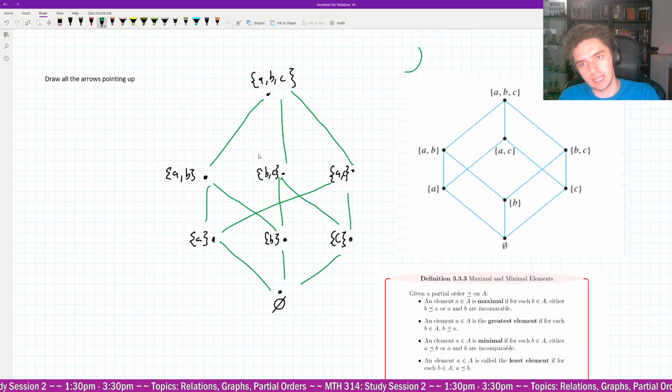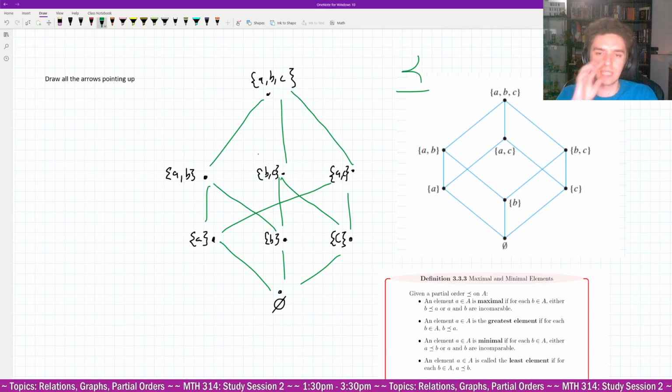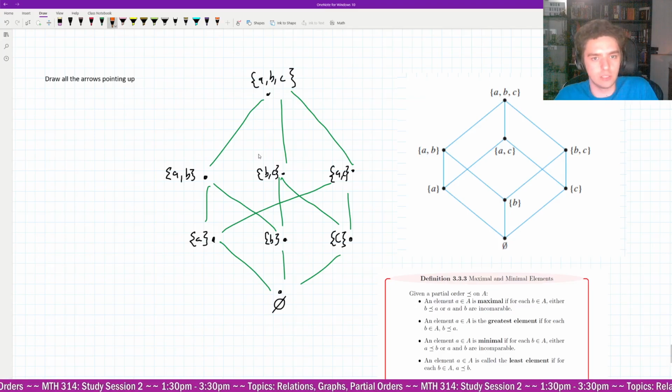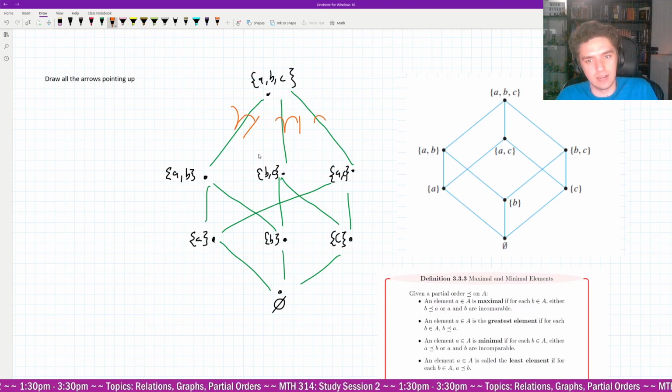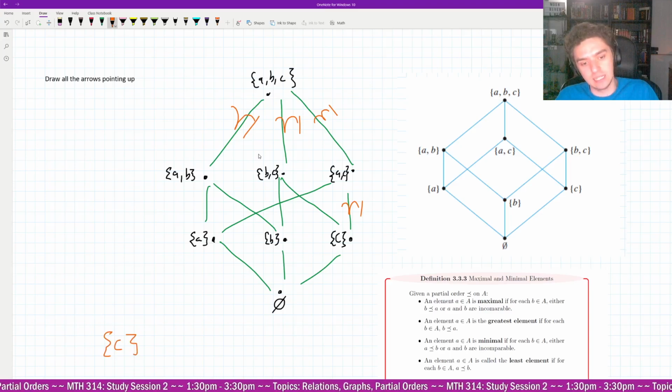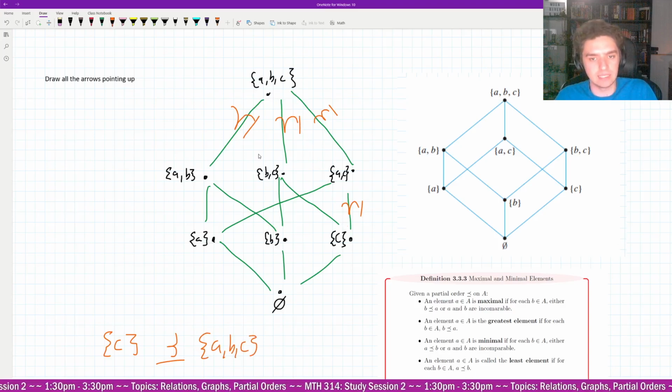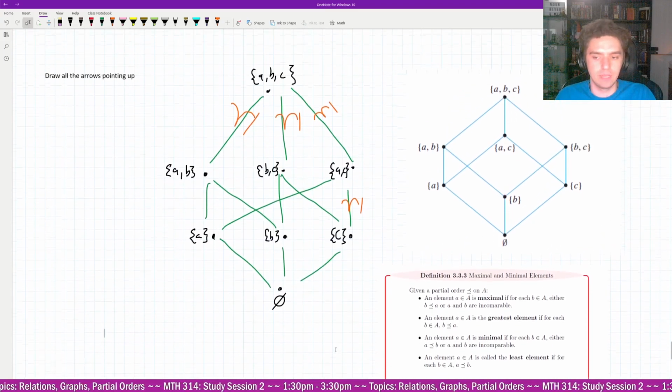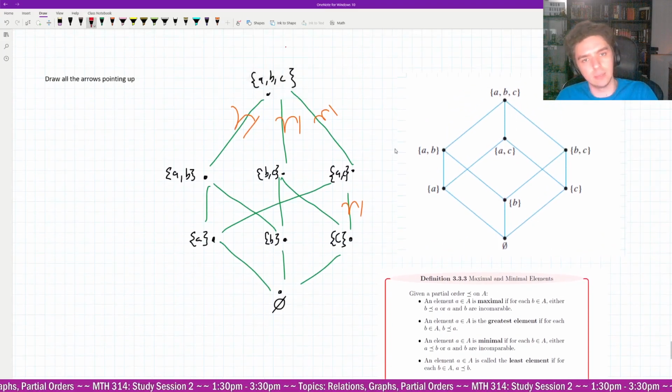So we use a little symbol like that to represent that we're comparing things. One is literally above the other; we just draw it visually like this. But remember, transitive lines are implied. So it's implied that the set C is comparable to the set ABC, even though I don't have a line drawn. So the greatest element is definitely this.